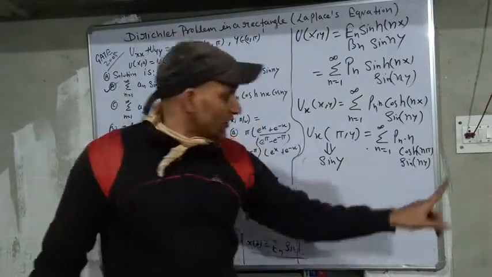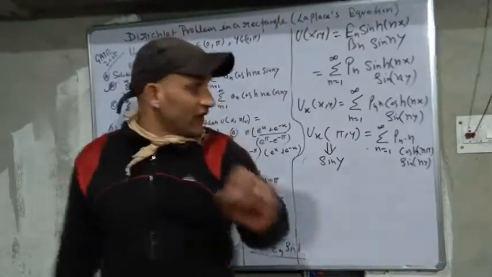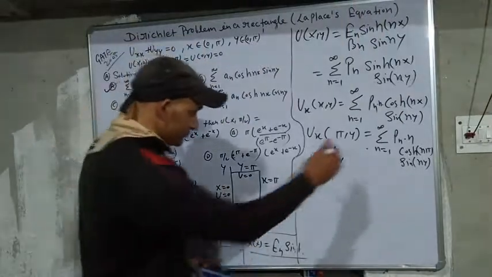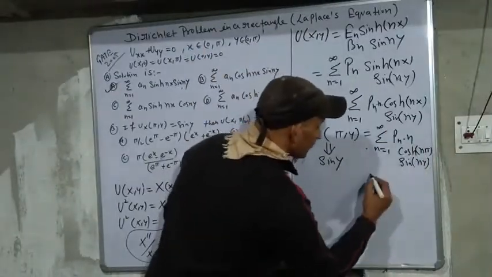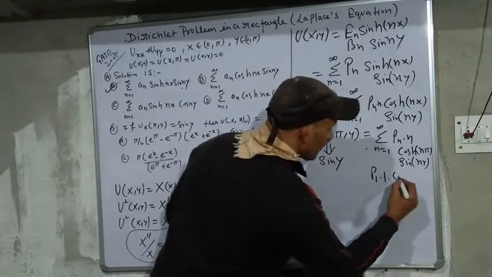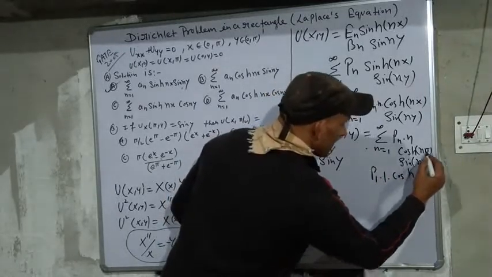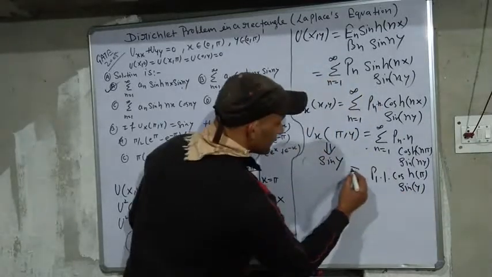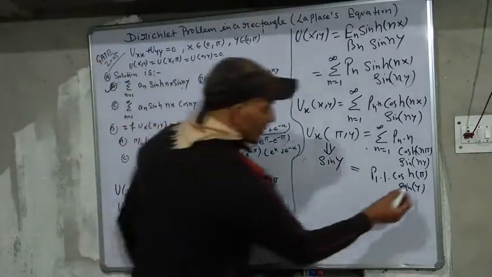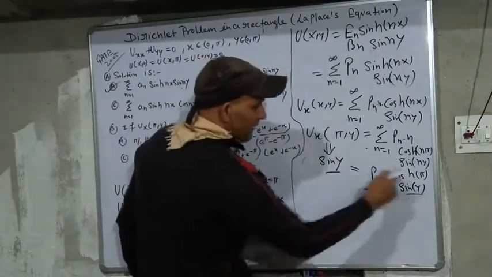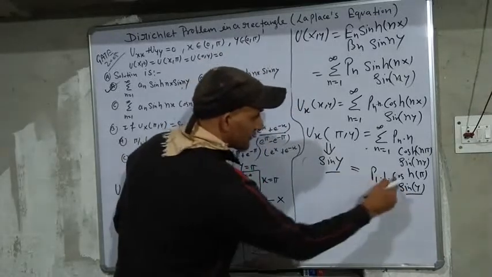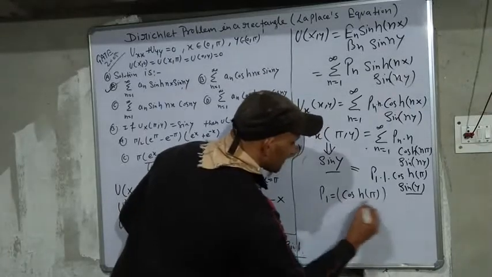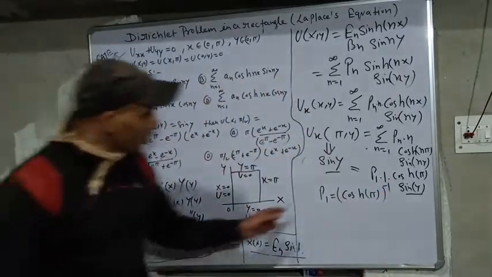If you put n equals 1, then you can get this one, and the rest of the values, p2, p3, p4, p5, are all 0. It means that if you put n equals 1, then 1 into cos hyperbolic n pi, with n equal to 1, and sine y is equal to this. Both are the same. Compare, then you will get p1 is equal to 1 over cos hyperbolic pi, since both sides are the same. Okay, so you have got p1 is equal to this.